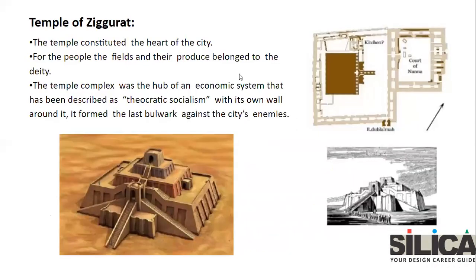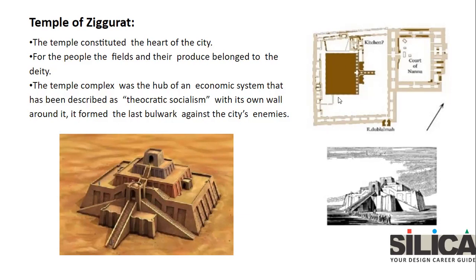Temple of Ziggurat. The temple constituted the heart of the city. For the people, the fields and their produce belonged to the deity. The temple complex was the hub of an economic system that has been described as theocratic socialism, with its own wall around it. It formed the last bulwark against the city's enemies.